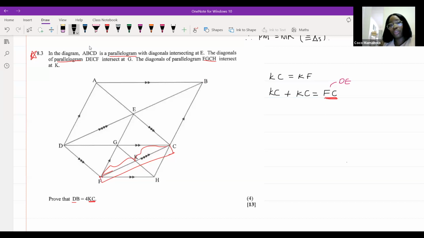Okay, good. Don't think about this part yet. Think about if I say to you that KC is equal to X and KC is also equal to X. What is X plus X? It's going to give you 2KC. Good. It's going to give us 2KC. Good. So I can say 2KC is equal to FC.